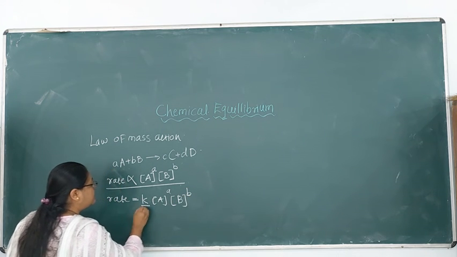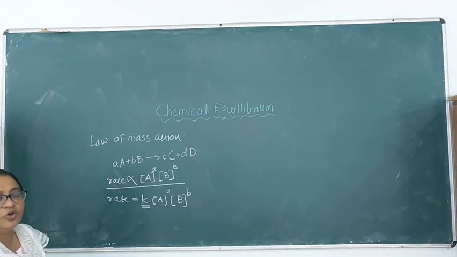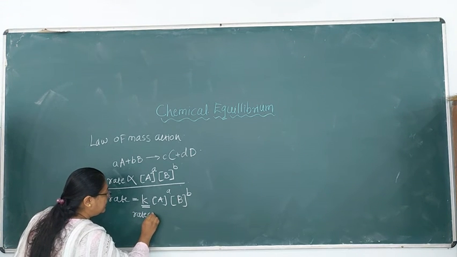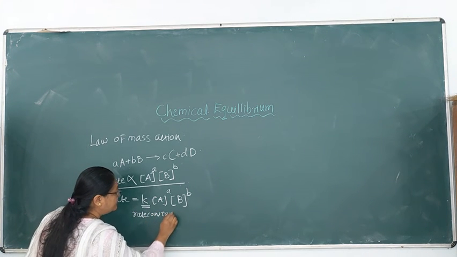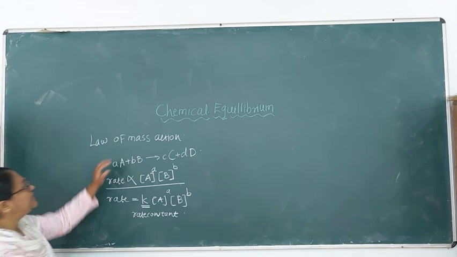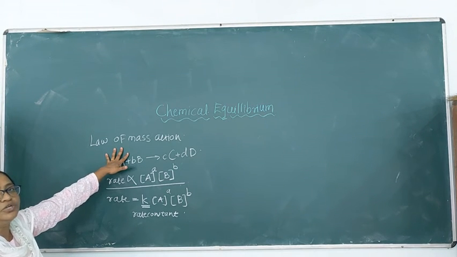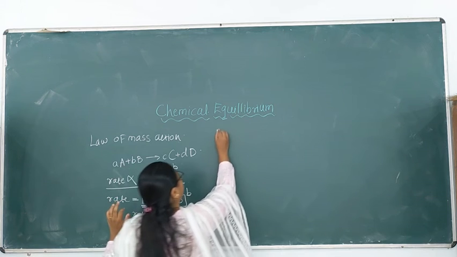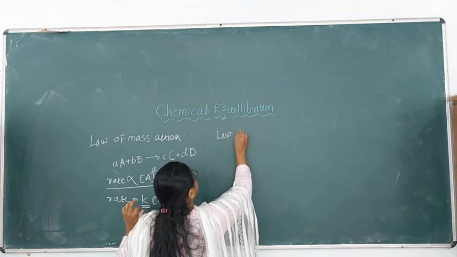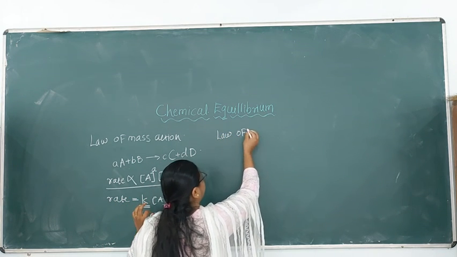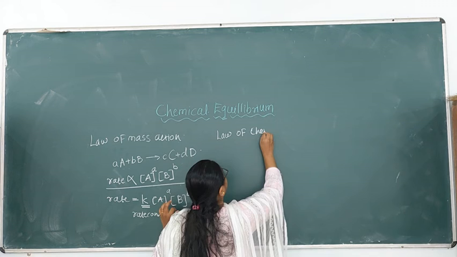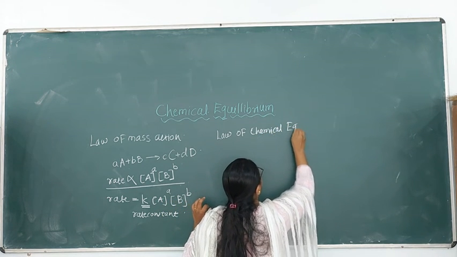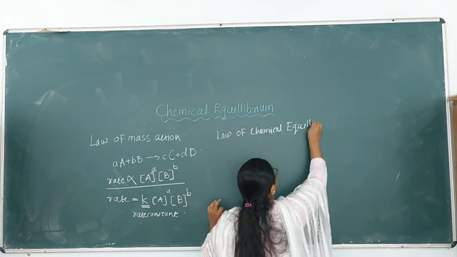This is k, a small k. This is a proportionality constant, which is also called a rate constant. And I have told you that this is now not used. It is only of historic interest. A new law is formed and that is used. That is the law of chemical equilibrium.